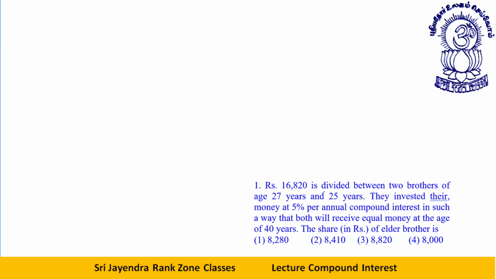Rupees 1680 is divided between two brothers of age 27 years and 25 years. They invested their money at 5% per annum compound interest in such a way that both will receive equal money at the age of 40 years. The share of the elder brother.